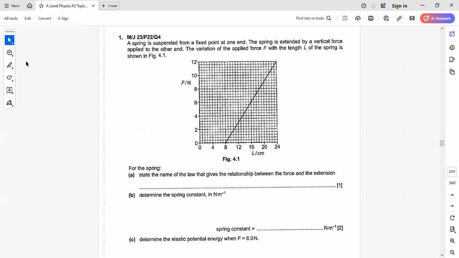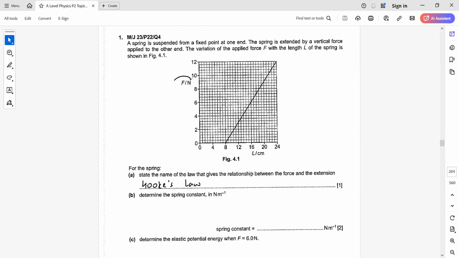This is the past paper class for deformation. So we are going to start with some theory papers. The question states that a spring is suspended. We can see that for the spring, the name of the law that gives the relationship is quite obvious. We can just write Hooke's law. It says determine the spring constant in Newton per meter.